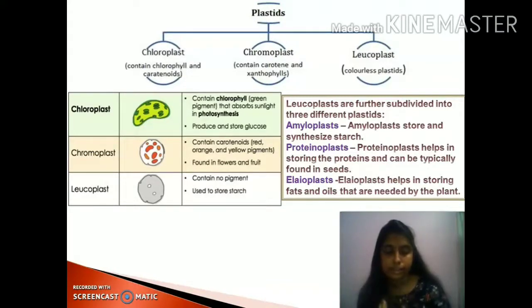So here the three different types are amyloplasts, proteinoplasts and elaioplasts. Amyloplasts are those type of leucoplasts which store and synthesize starch. Clear? Next, the type of leucoplasts which mainly store proteins, and are generally found in the seeds, are termed proteinoplasts, while the type of leucoplasts which help to store fats and oils, that is the lipids, are termed elaioplasts. Okay, so these are the three subdivisions of the leucoplasts.